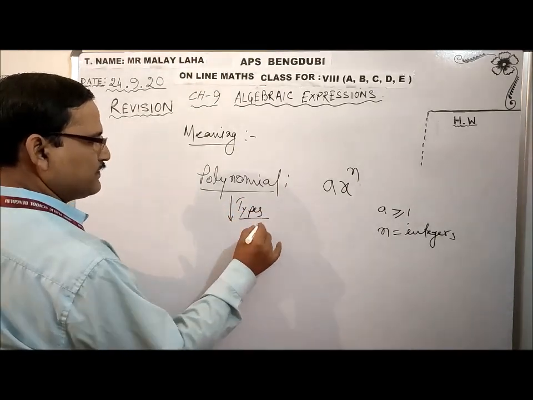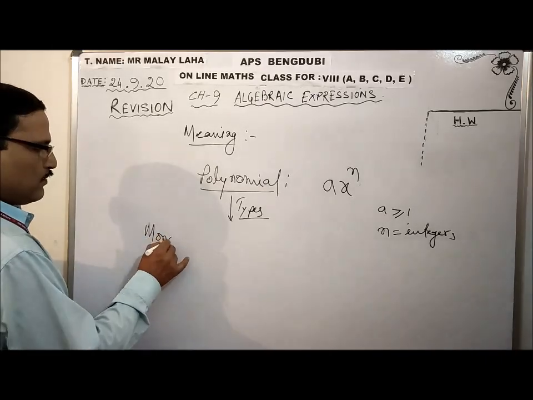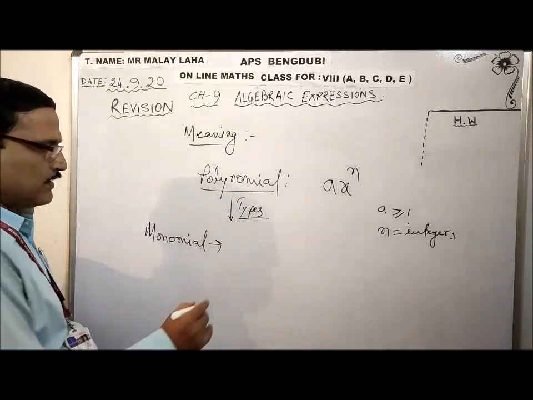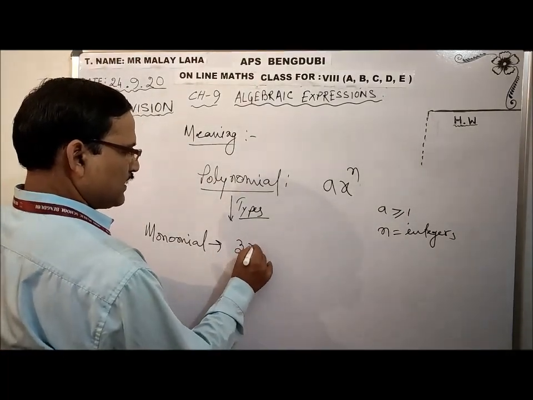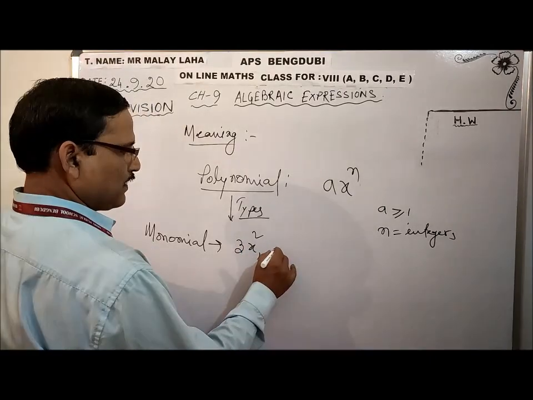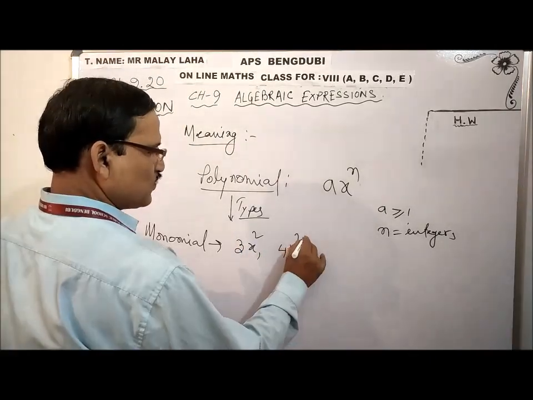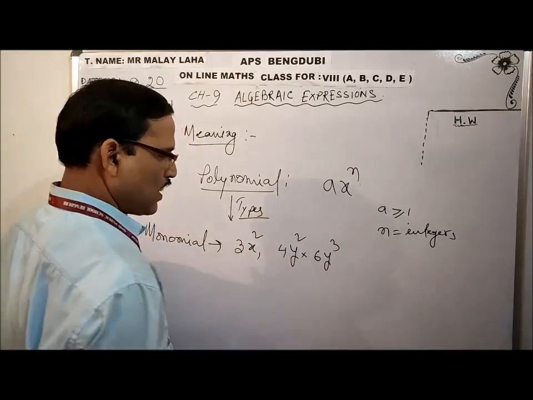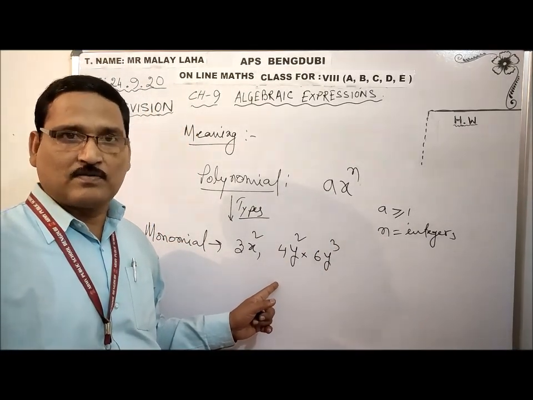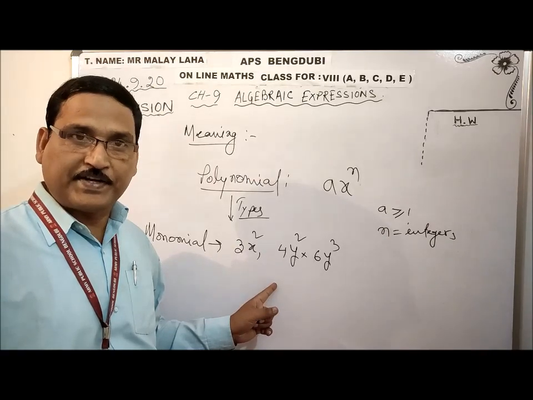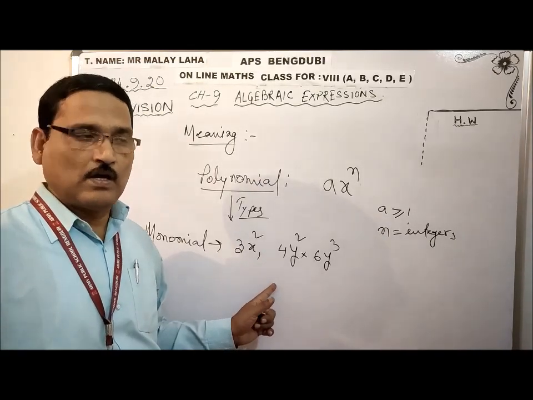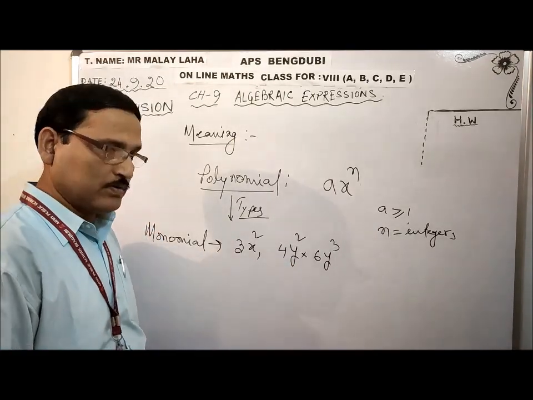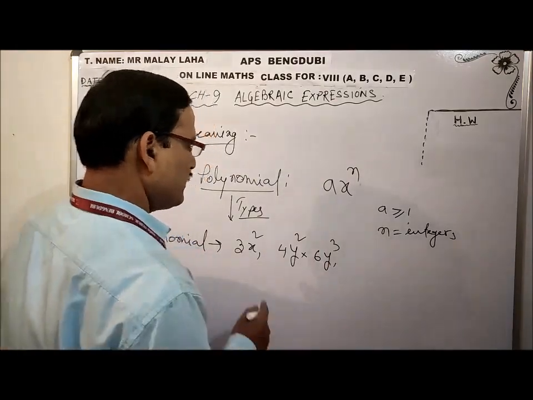Polynomial types: monomial means one term is there. So if I give you this way, 3x square, comma, 4y square into 6y cube, how many terms are there? One term. I told you, when the terms are separated by plus or minus, then only you will count. Or when they are in multiply form, the whole together will be one term. Division or multiplication. Monomial consists of one term.